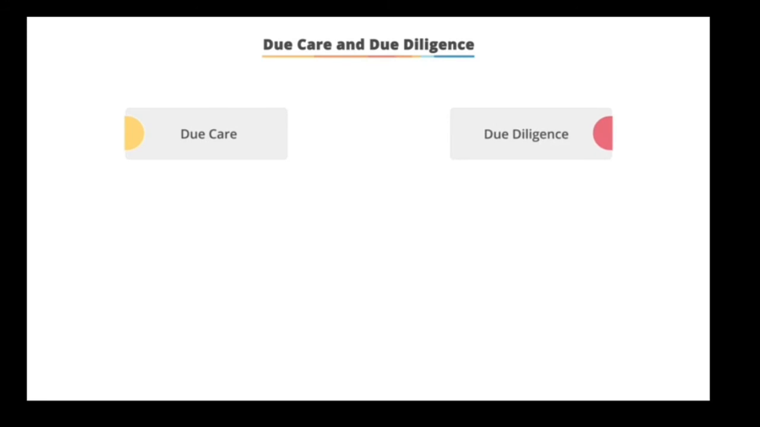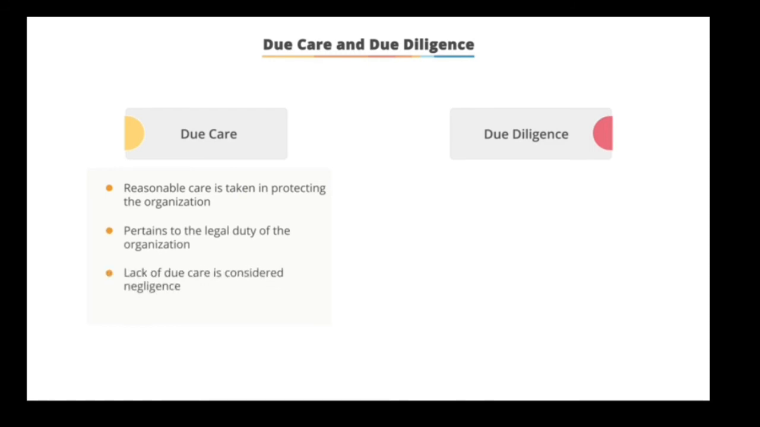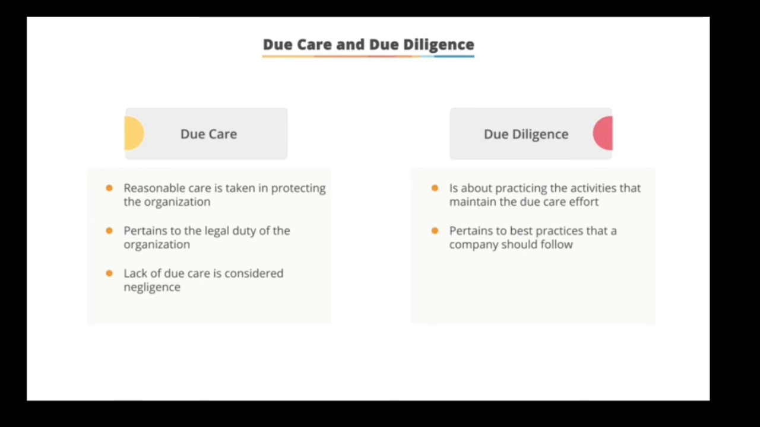Due care and due diligence. Two different terms. You need to make sure you understand the difference between the two of them. Due care. Taking responsible care in protecting the organization. It is a legal term. It pertains to the legal duty of the organization. Lack of due care is considered negligence. Due diligence is practicing the activities that maintain the due care effort. It pertains to the best practices that a company should follow. It might not be legally liable.